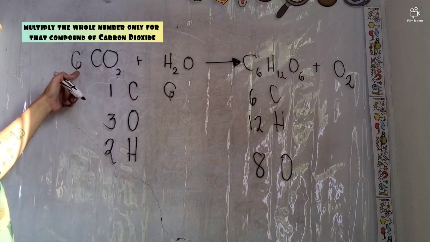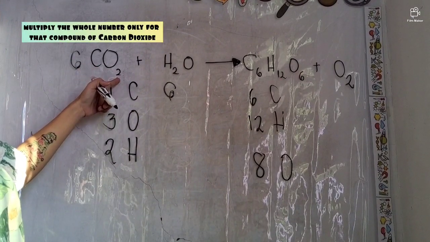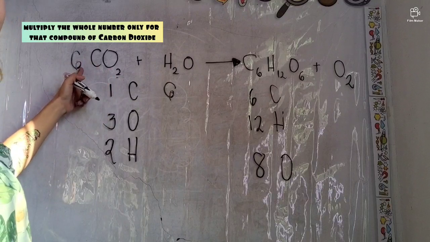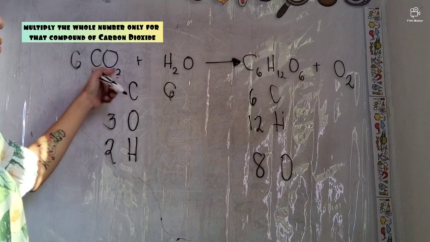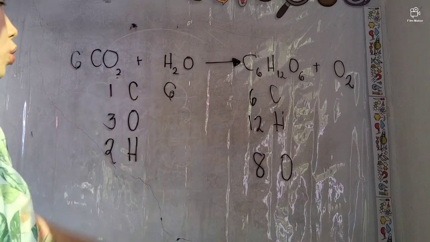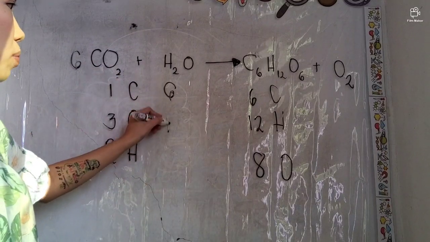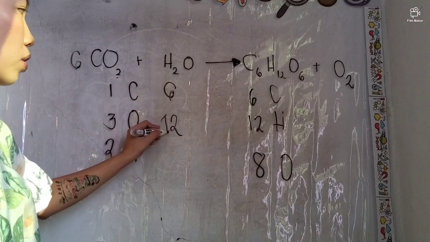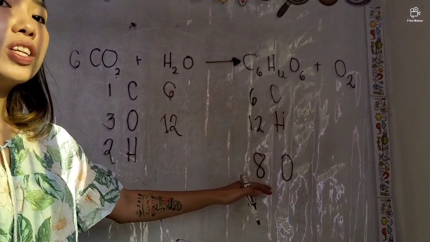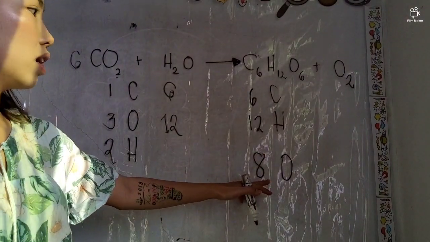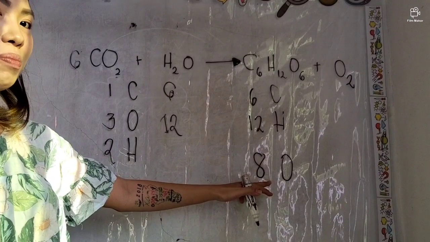So, if we have 6 here and 2 here for oxygen, we will multiply the whole number 6 with the subscript 2. So, 6 times 2 is equal to 12. So, our oxygen here will be 12. And our oxygen on the other side is 8. So, it's still not balanced.